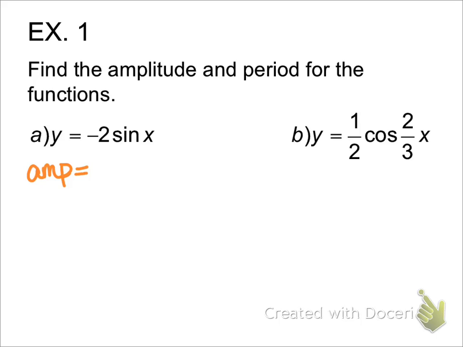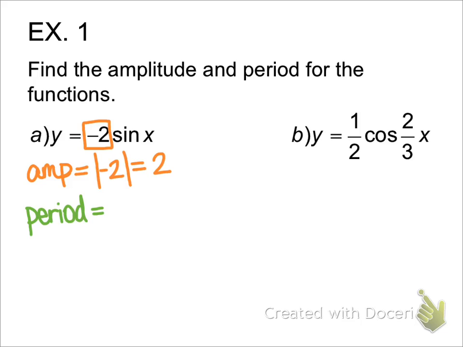So first we're going to start with amplitude, and for the amplitude we're going to look at the number in front of the sine or the cosine function. We're always going to take the absolute value of that number. So this is going to be the absolute value of -2, which equals 2. So this means that 2 is going to be half the height of the graph. It's going to go up 2, down 2, up 2, down 2.